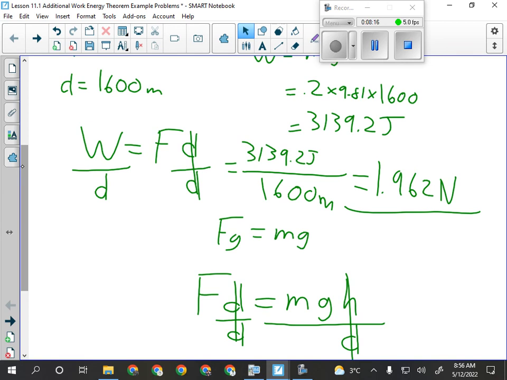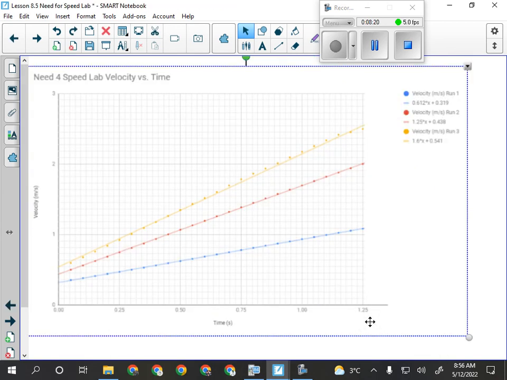Okay? So I just want to take a quick look at some data here. And I think this is the data that I got, but I used a slightly longer ramp. I think I used the 2.5 meter ramp when I did this, but we'll see in a minute.